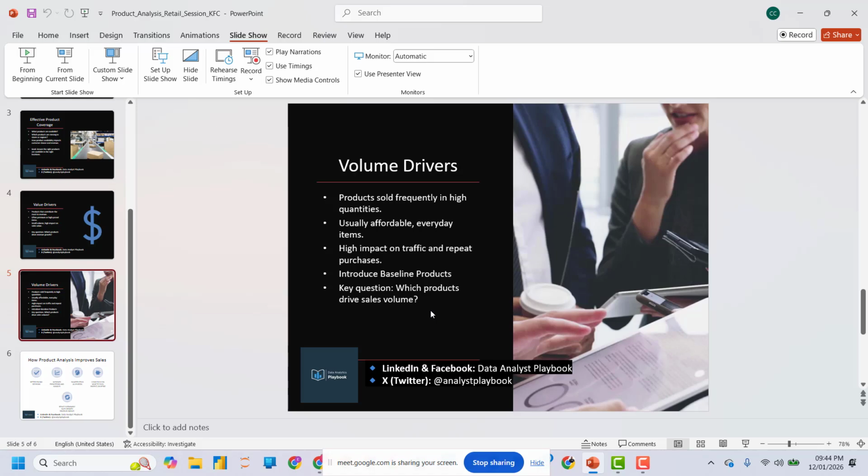So the key questions for volume drivers are: which product drives volume? Which product should be your baseline product? When should baseline products be introduced?